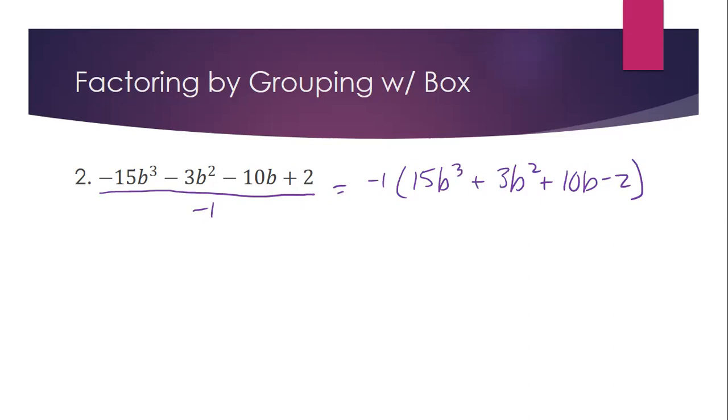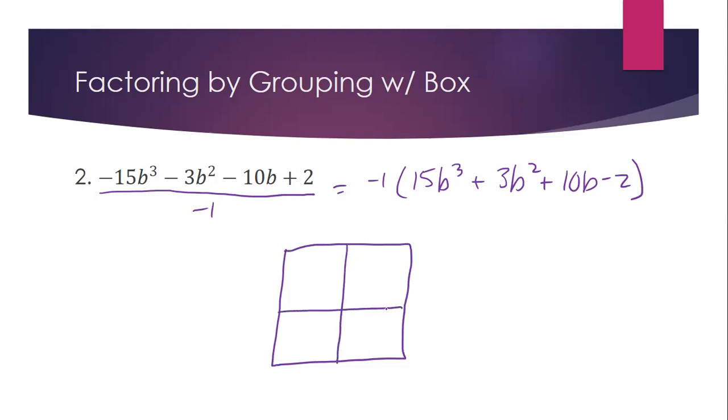Oh, so all I did was take out that -1 so that my leading term would be positive. And now you can go back to the box. Left to right, top to bottom. So we have 15b cubed, 3b squared, 10b, -2, left to right, top to bottom. And once I'm in the box, all I'm looking for is the GCF.